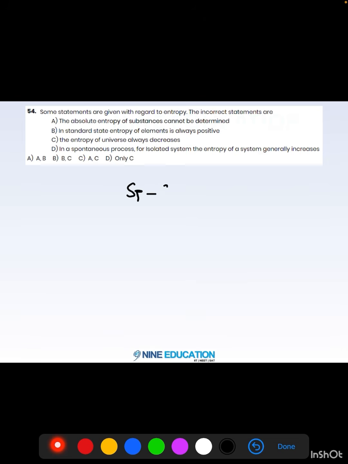St minus S0 will be simply equal to what? Q reversible by T, having the integration in the limit 0 to T. S0 means entropy at 0 Kelvin, so we will be putting it as 0, and you can find out entropy at other temperatures by using this formula. So the statement is incorrect here.